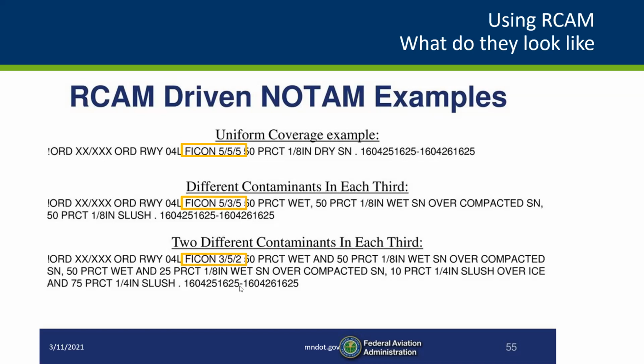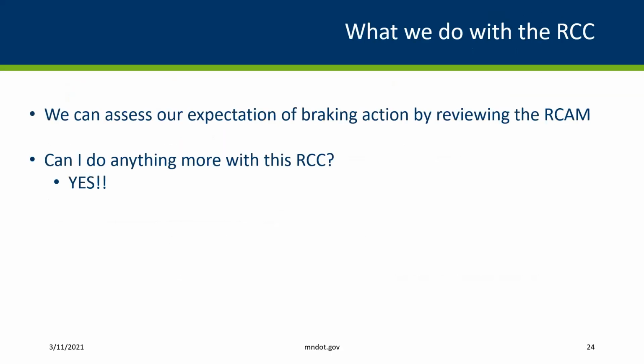So, and you can see in that last section that we have 10% of 1/4 inch slush over ice and 75% 1/4 inch slush. So that's why it's ending up at 2. So that's how when you put a FICON out and it reports through the different sections, that's how we can, in just a general picture look, say, how can we apply that information to how we're going to fly our airplane into your runway? So it gives us our expected braking action by looking at that. But we can do more.